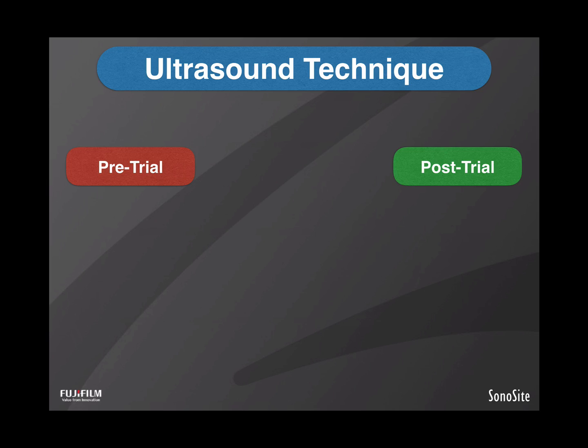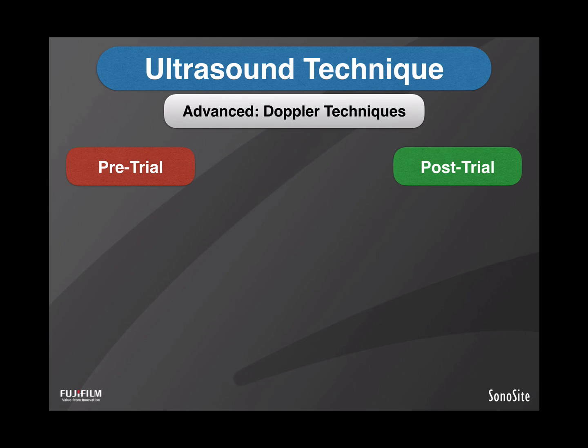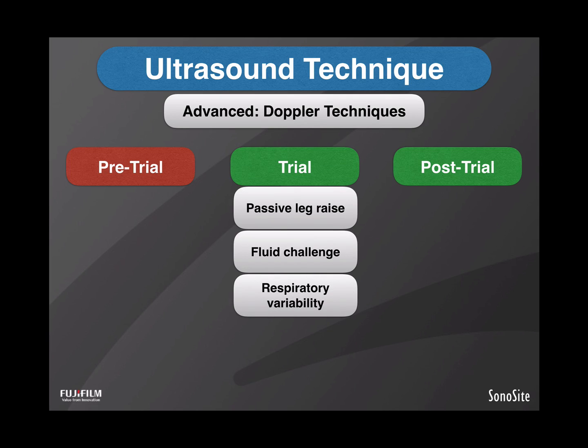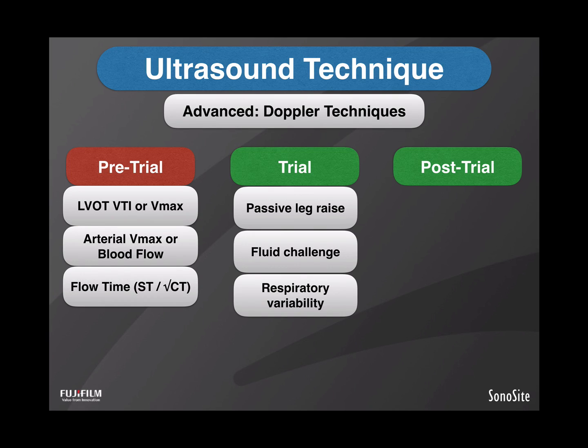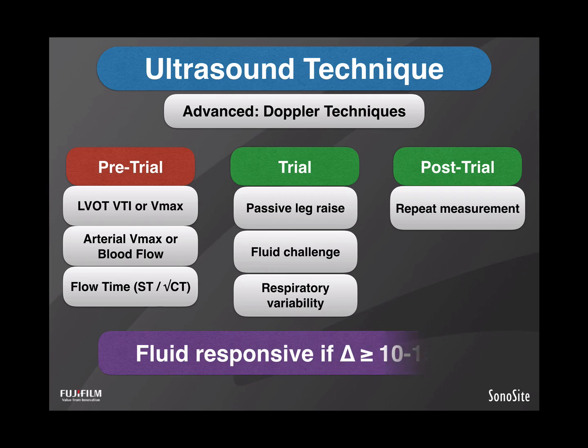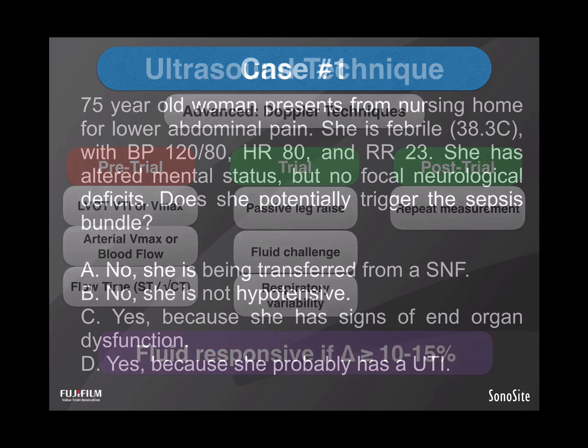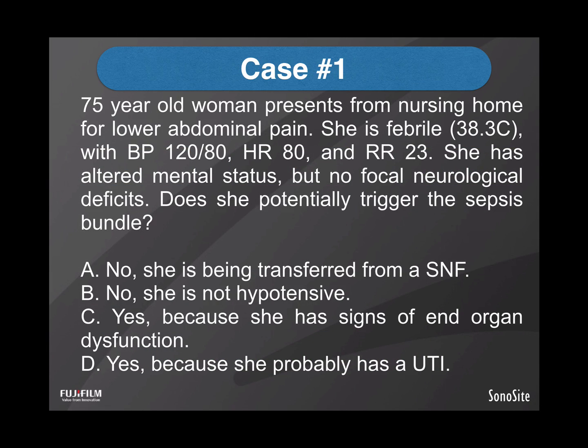The advanced ultrasound protocol incorporates Doppler measurements to look at changes in velocity pre and post trial, and the trial can be either a passive leg raise, a small 100 cc fluid bolus, or respiratory variability. And you can measure at the LVOT, the arterial Vmax or blood flow, the flow time change pre and post passive leg raise, and if the delta measurement exceeds 10 to 15%, then these patients are fluid responsive and can benefit from fluid bolus. Okay, now it's time for you guys to do some active learning.